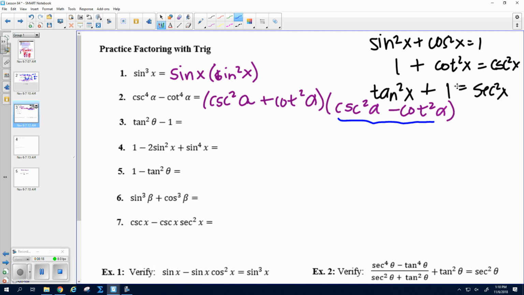All right? So we actually do want to factor it like this. This factors into tangent theta plus 1 times tangent theta minus 1. It's just a difference of squares.